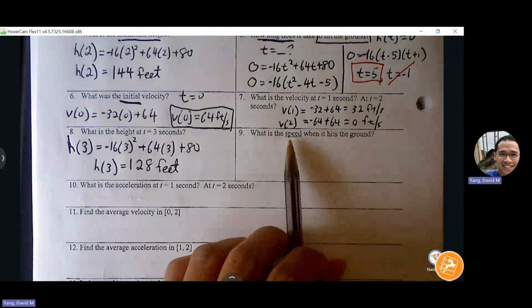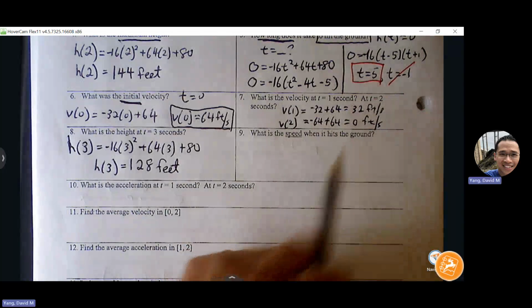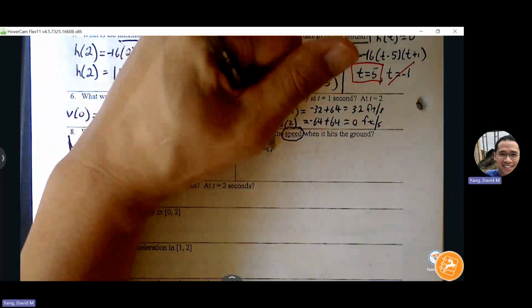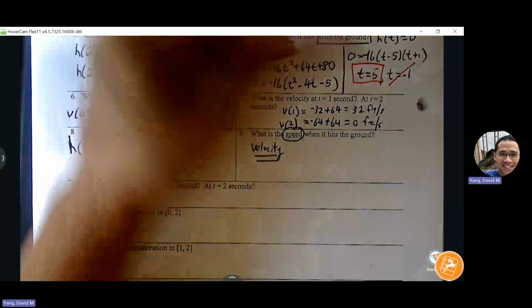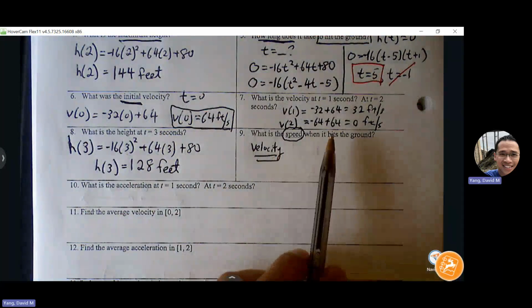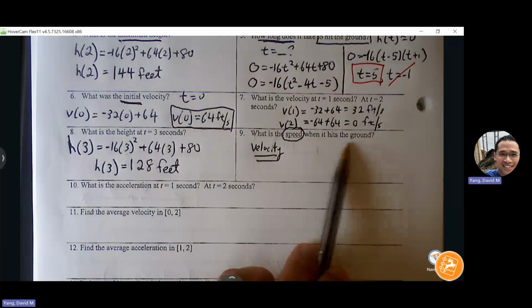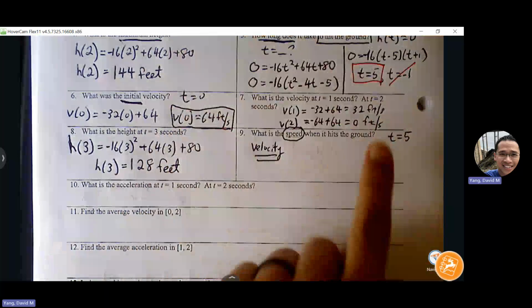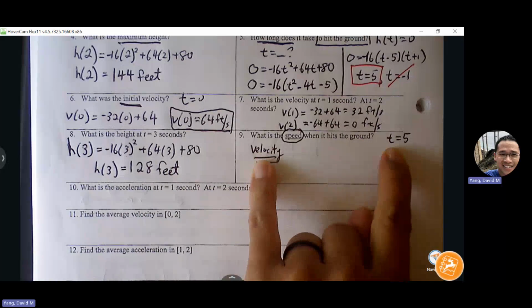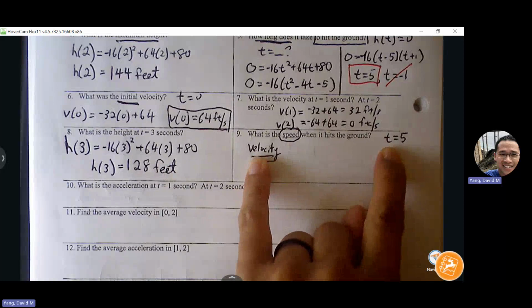Okay, number 9, what is the speed when it hits the ground? What's related to speed? Velocity. So let's focus on velocity first, and then we can worry about speed later. Now, when does it hit the ground? Did we find out from earlier? Yeah, 5 seconds in. So we know t equals 5 seconds is when it hits the ground. Let's find the velocity of this ball at 5 seconds, the moment that it makes impact. So let's find v of 5.